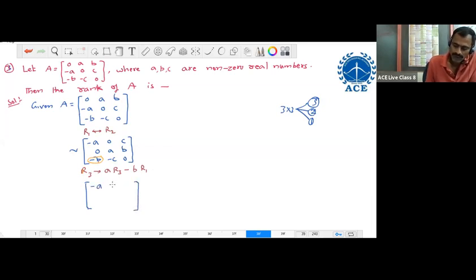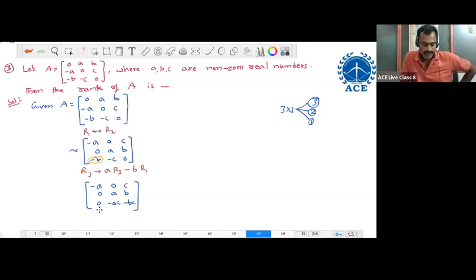First row is the same, minus a 0 c. Second row is 0 a b. Third row: ab minus ab, that is, subtraction of these two, 0. Then a into c minus 0, that is ac. Then 0 minus b into c, that is minus bc. First column is completed.